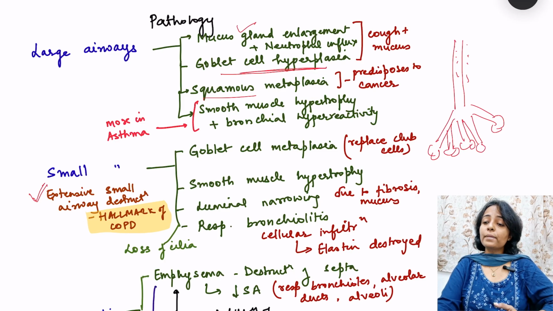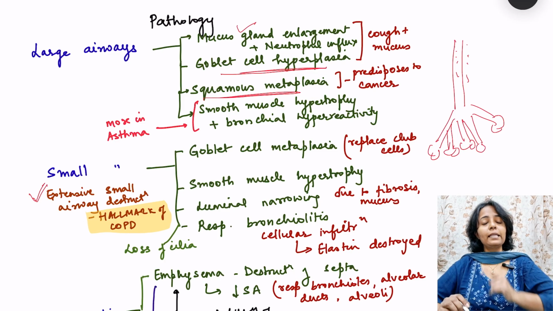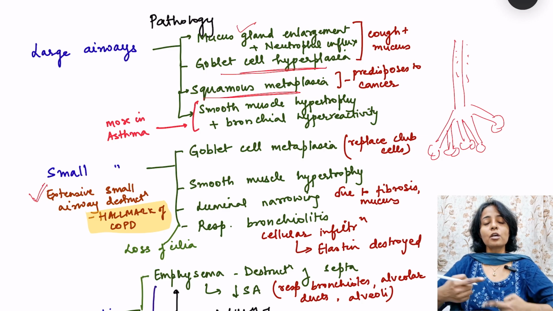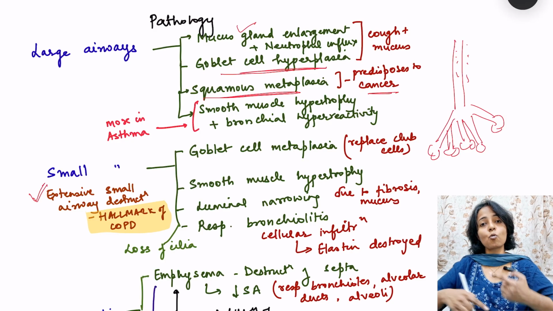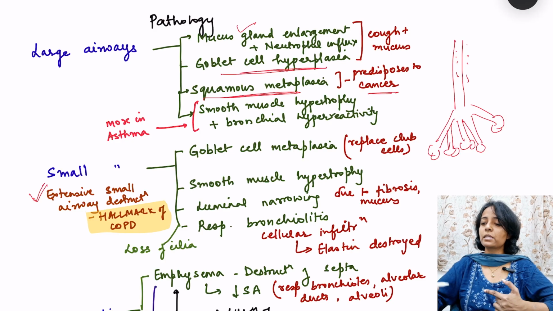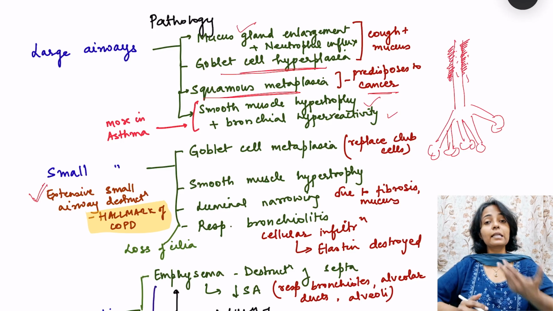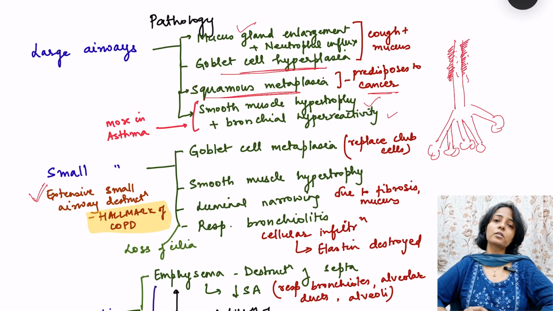Then we have squamous metaplasia. So the lining cells will have certain changes which will predispose the person to development of lung cancer. Okay, so metaplasia is change in the quality of the cell. So that is squamous metaplasia which predisposes to cancer. Then there is also smooth muscle hypertrophy and bronchial hyperreactivity. So there is lining smooth muscle, right? That also is going to hypertrophy, and an increase in the reactivity of the bronchus is going to be there.